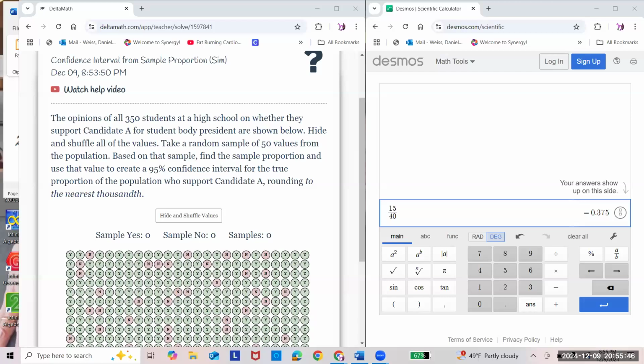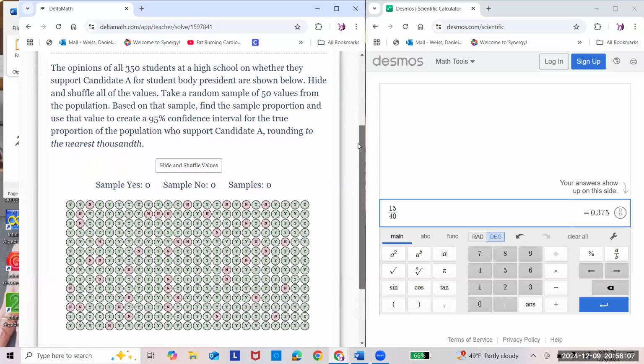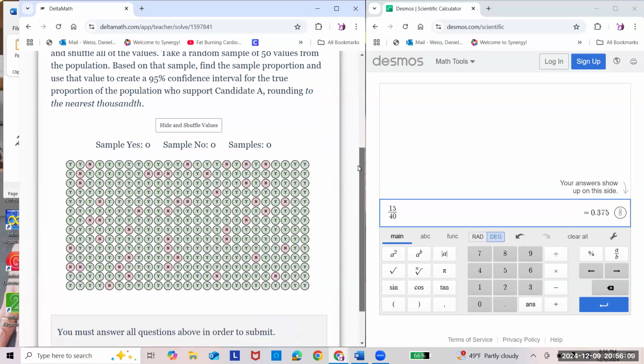So today I'm going to show you confidence interval from a sample proportion. This is different from confidence interval from a sample mean, because with a sample mean, you have to calculate and go to the statistics calculator. Here we don't have any of that.